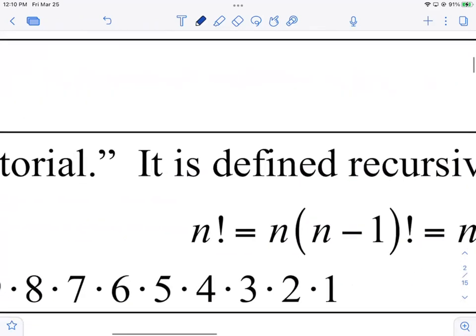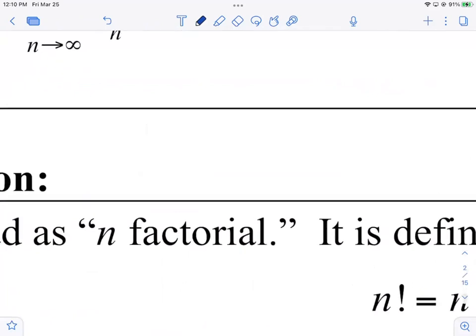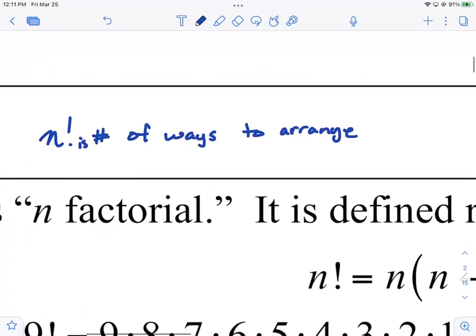So why is it so important? Well, it's actually defined to be the number of ways to arrange n items.